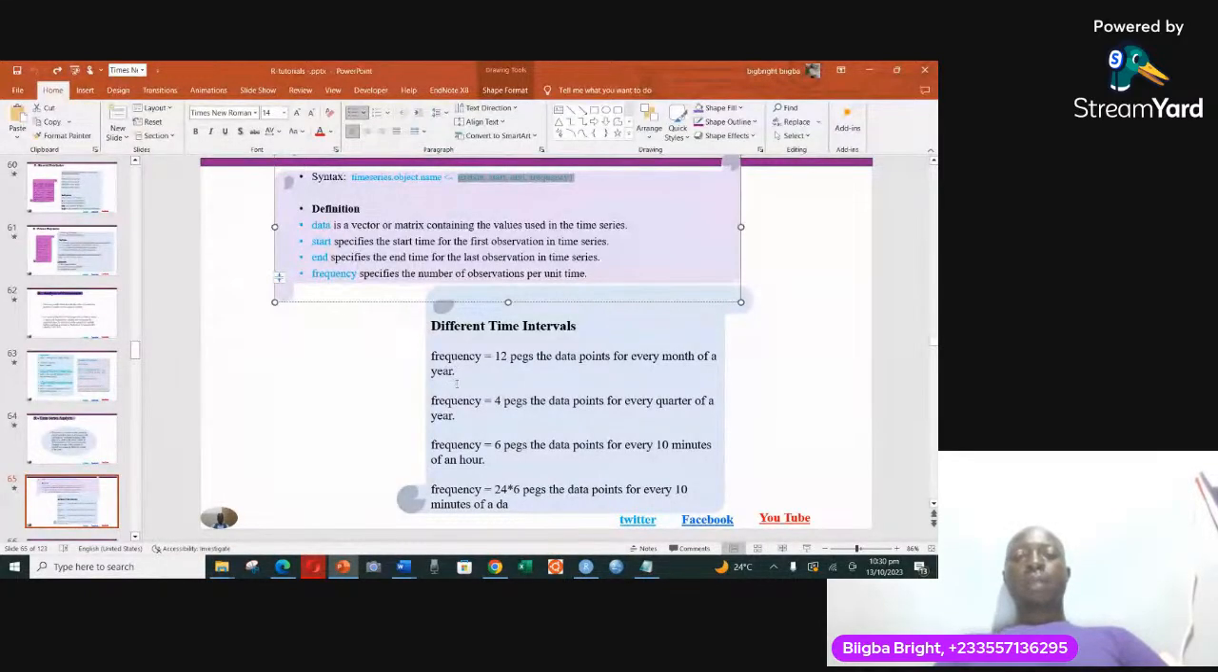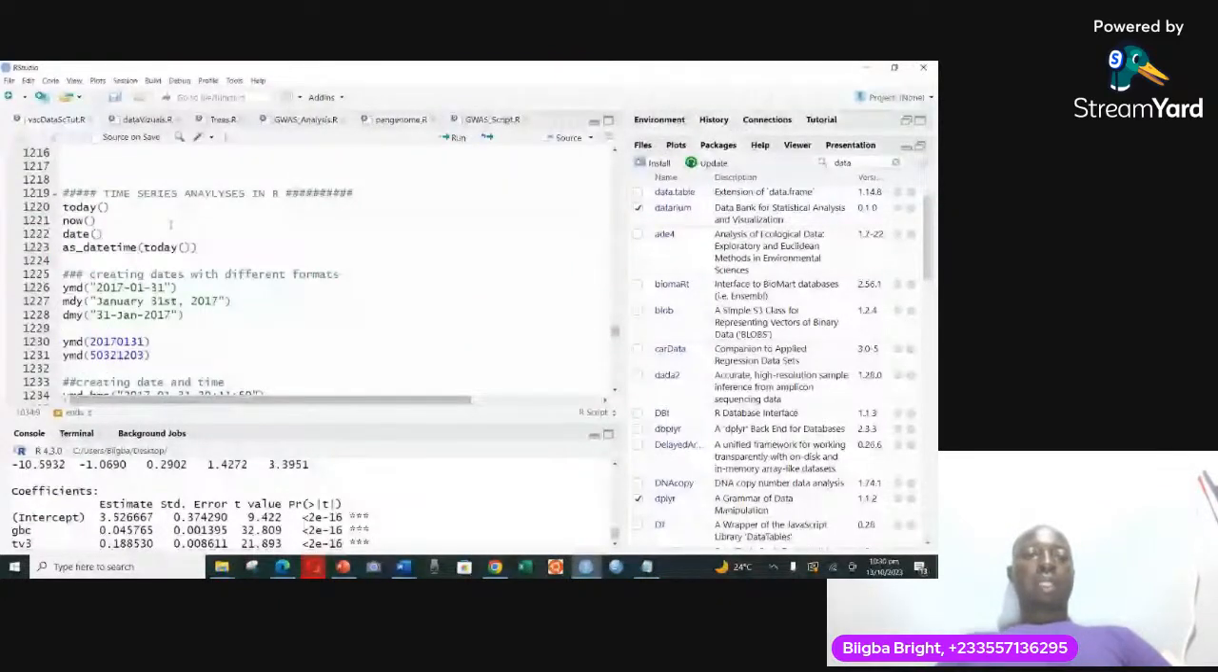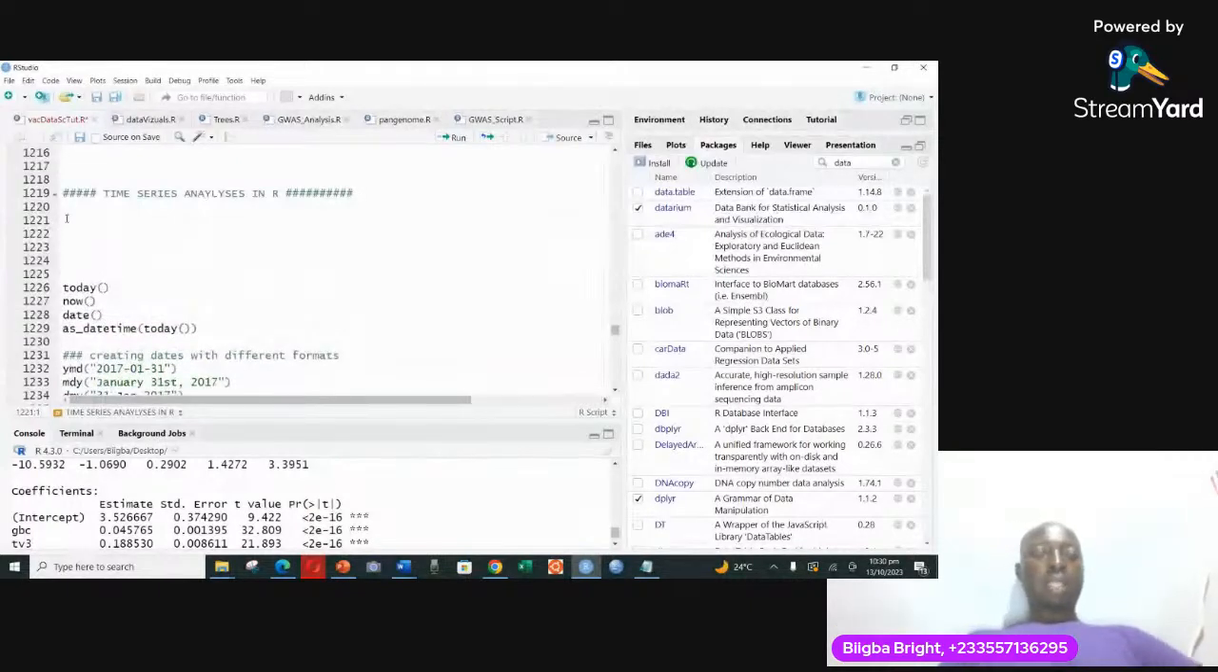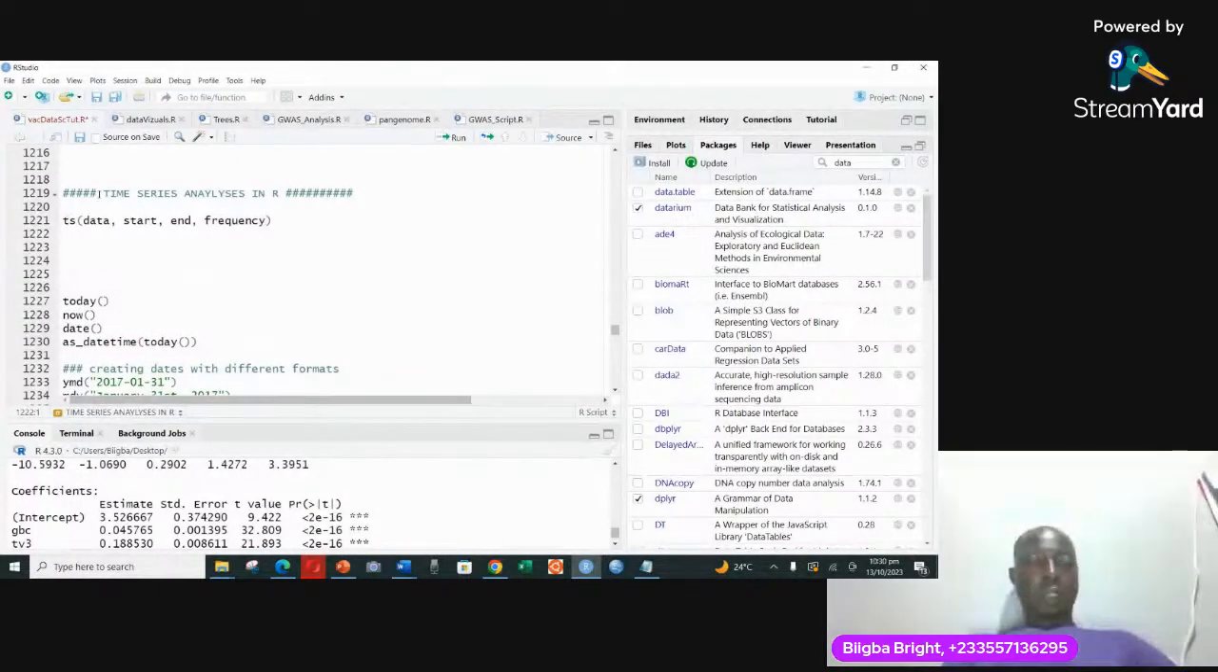So for instance, when I say I have a data point, let me go to RStudio, and that's my time series analysis. I'm going to come from here, and then I'll just go to this place, and I'll place the syntax there. This is the syntax I have there. So the data here is a vector containing the data. And because it is time series, you need to know when the time starts, when it is ending, and then the frequency. So for instance, I can just create a vector right now, and I'm going to call it tss. And then I don't really know.